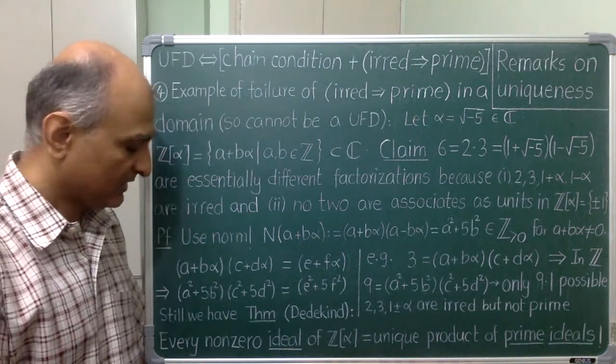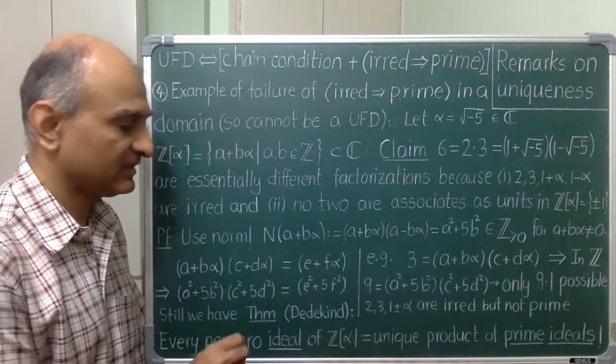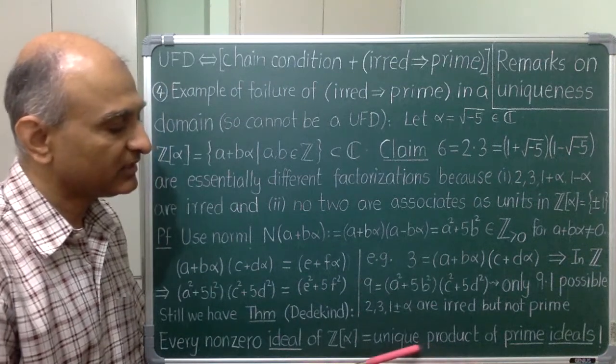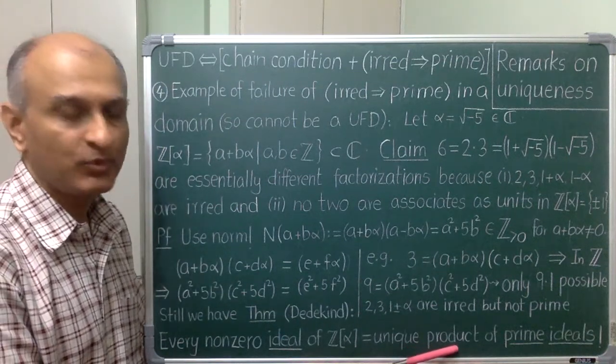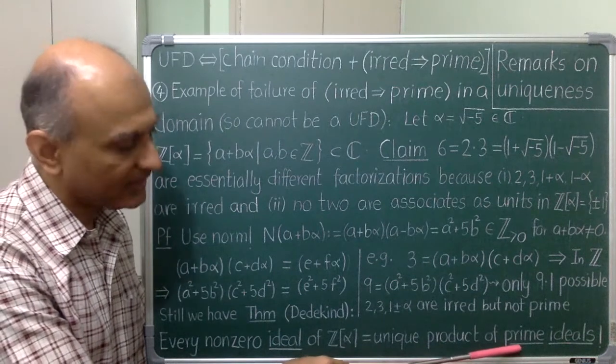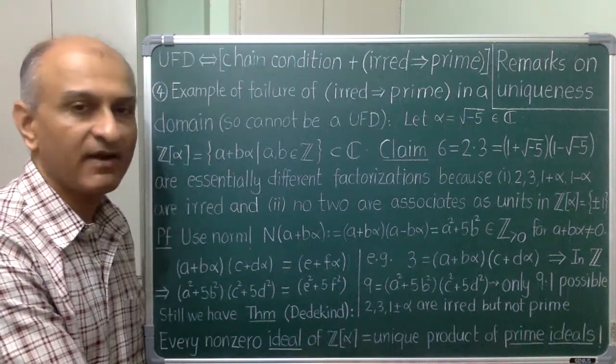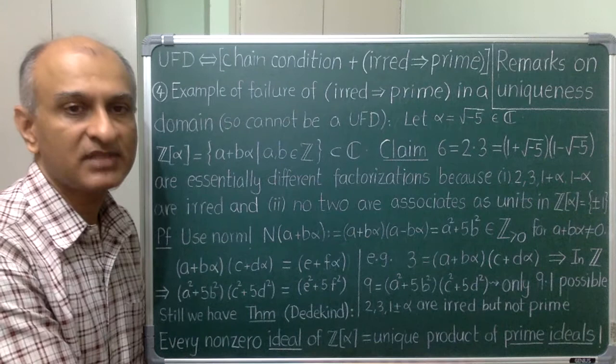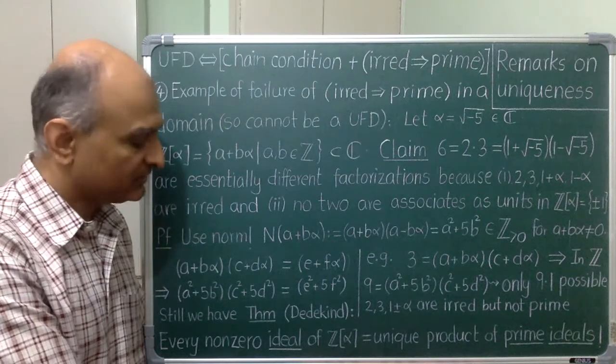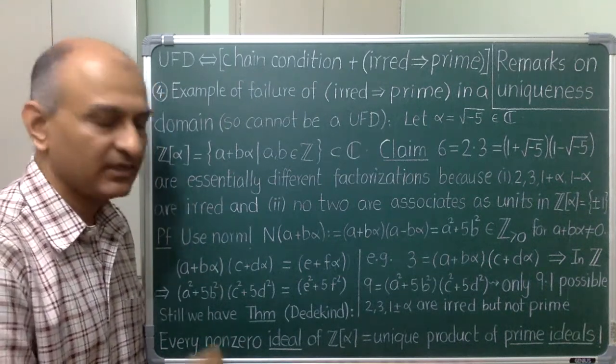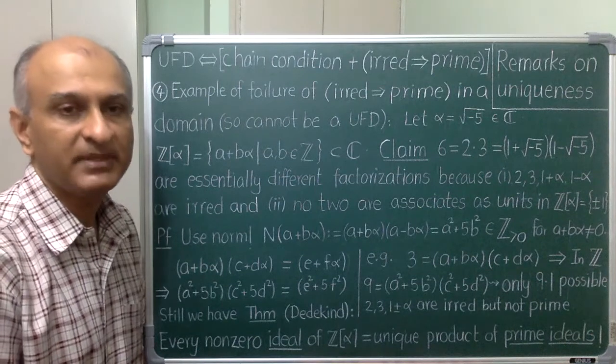Dedekind proved that every non-zero ideal in this ring can be written uniquely as a product, up to reordering, of prime ideals. Remember that we defined the product of two ideals and that was again an ideal. This result is closely related to unique factorization in a PID.